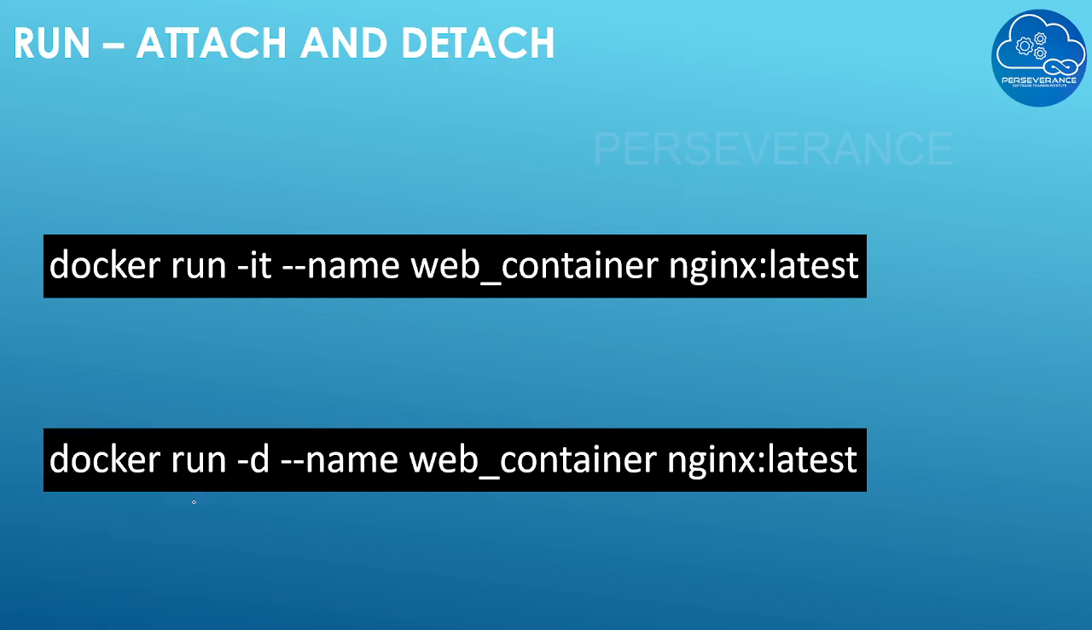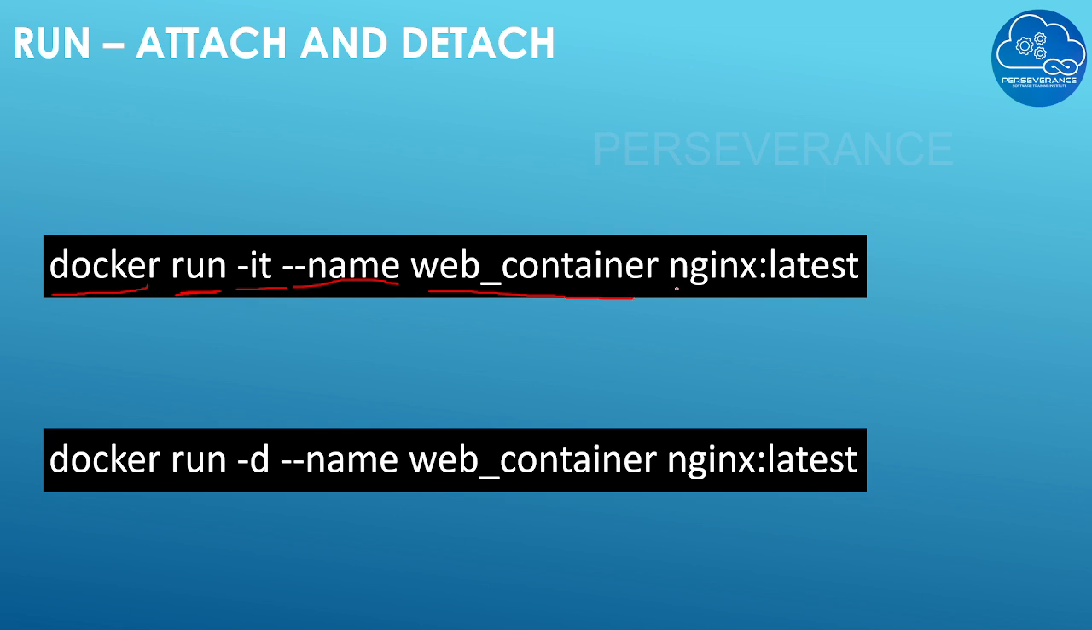We'll execute it, but before that, let's understand the command. Docker is the Docker CLI to work with Docker. Run is to create containers. Keep in mind, run is mandatory in the Docker command format to create containers. IT is for interactive mode, so attach mode is also called interactive mode. Then --name is for specifying the name of the container. I'm specifying the name of the container as web_container.